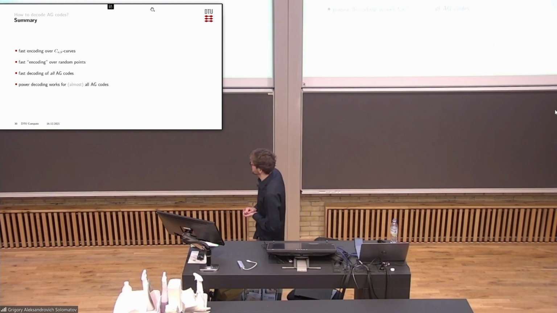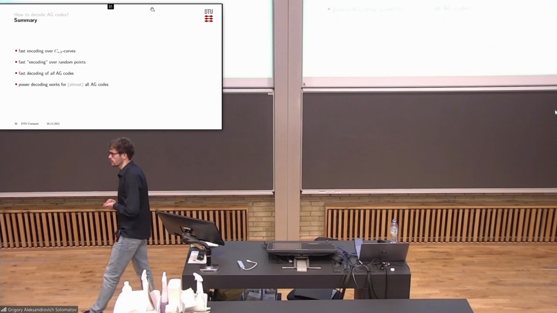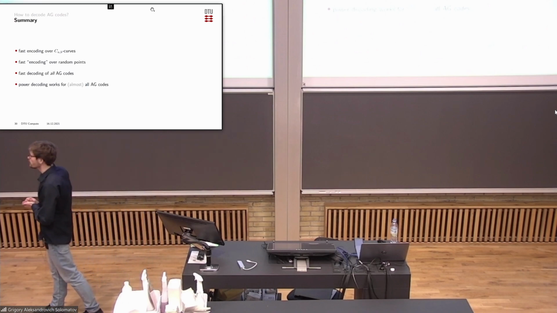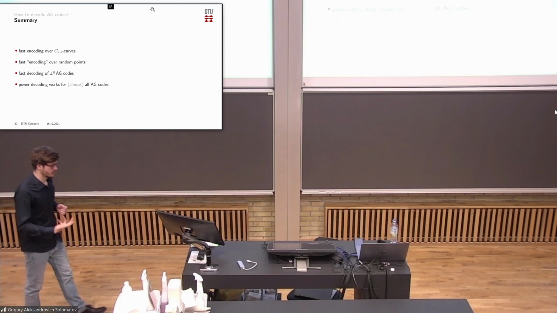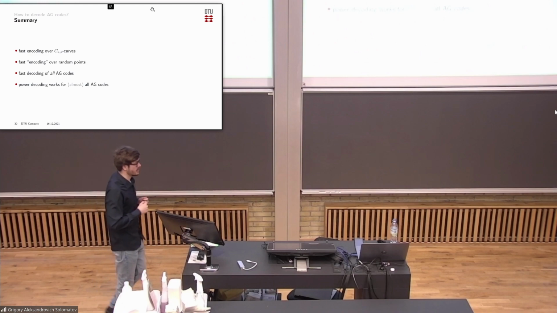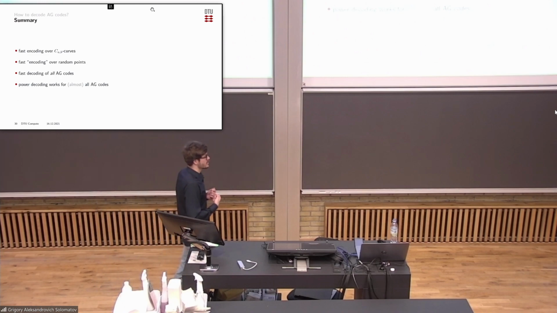The second takeaway is that we have a fast sort of encoding algorithm for CAB curves, you could say. We have a fast algorithm that can evaluate bivariate polynomials on random points. And this thing is probably usable.